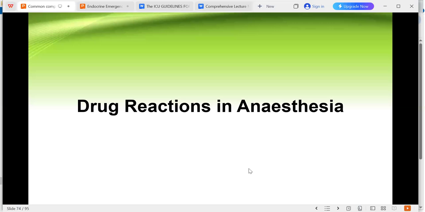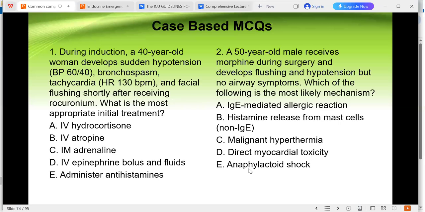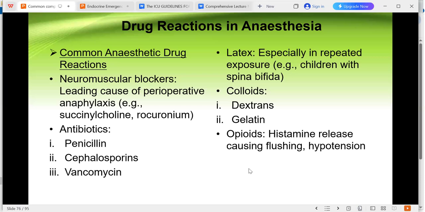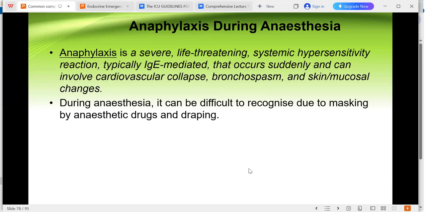Okay, drug reactions in anesthesia. I think we mentioned that. I don't know if we can go there. Okay, let me just talk about latest, okay, anaphylaxis. Oh my God, time is going. Anaphylaxis, okay, does occur in anesthesia, all right?